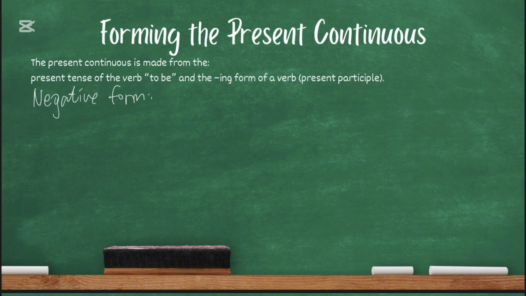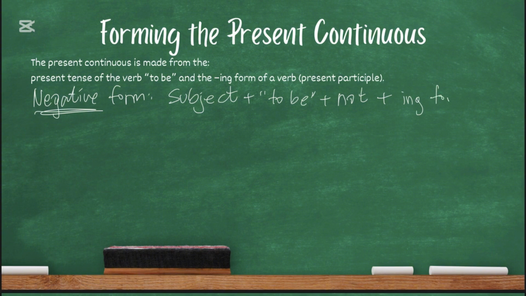Negative form. We're starting with the subject plus verb to be plus negation, because it's negative form. So plus not, plus the present participle or verb with its ing form. Let's translate this into an example.